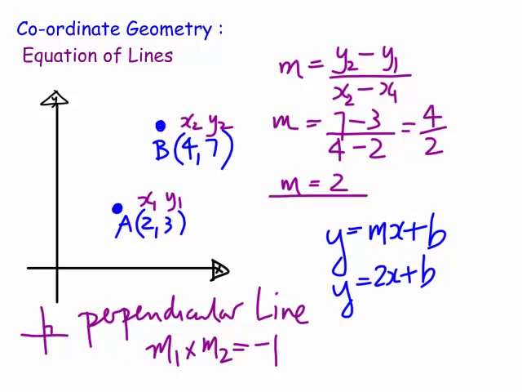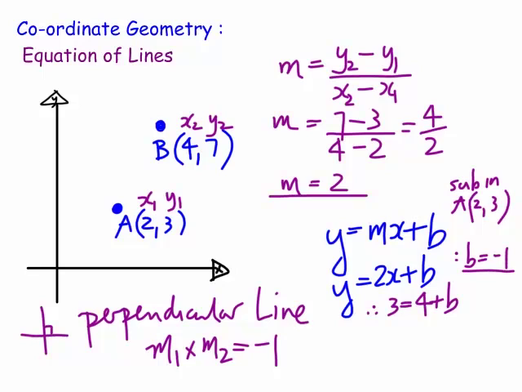So let's sub in, say, A, and A is at (2, 3). We make the x value 2, so 2 times 2 is 4, and the y value is 3. Therefore, 3 is equal to 2 times 2, which is 4, plus b. Therefore, b would be equal to -1.